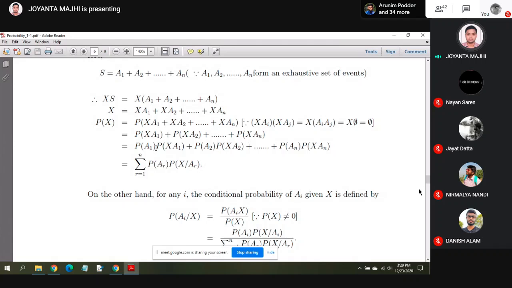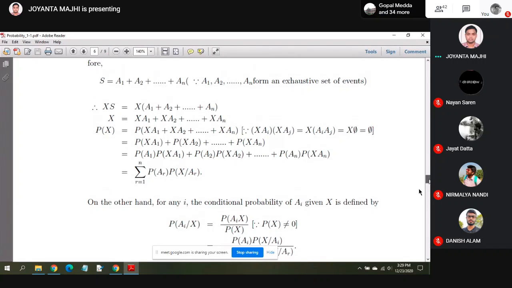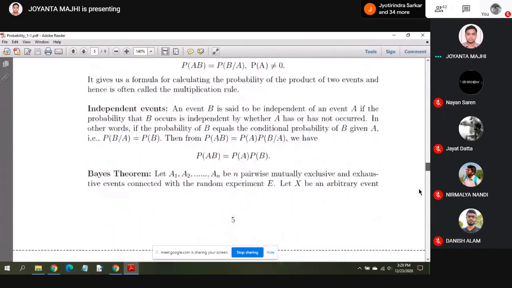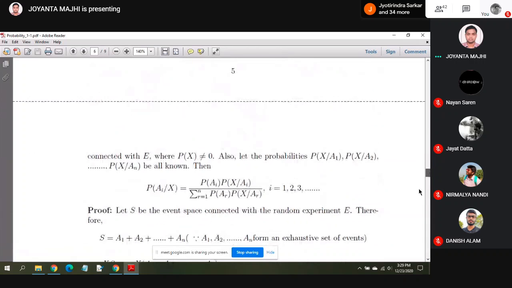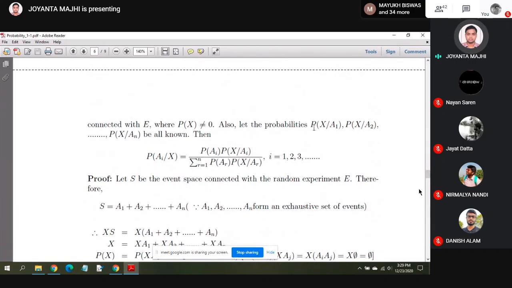Probability of A1 into probability of X by A1, that is conditional probability of X on the hypothesis that A1 has already occurred. By the given condition, we here say that conditional probability of X by A1 is known. Here, the probability of X by A1, probability of X by A2, that is conditional probability of X by Ai, is known.